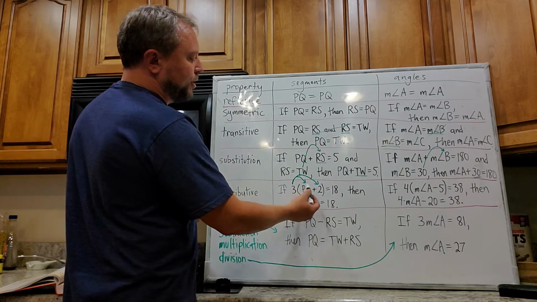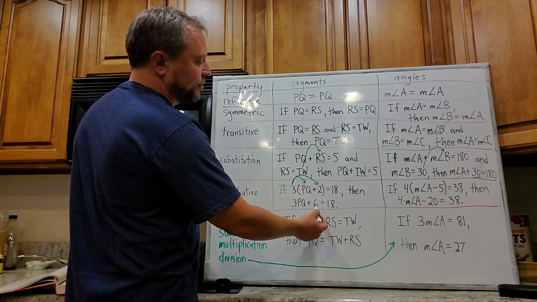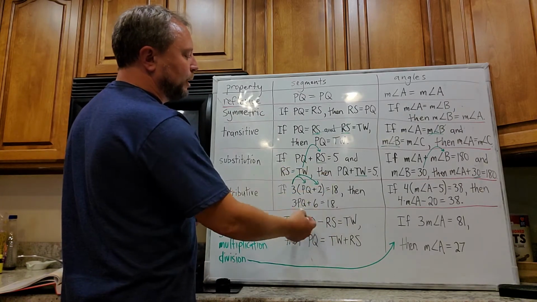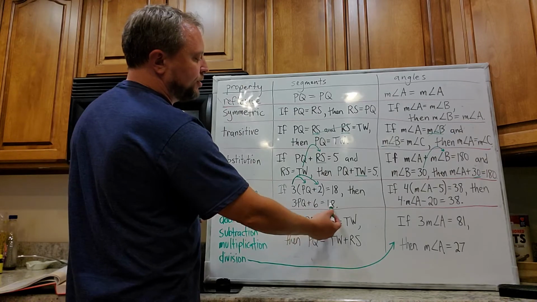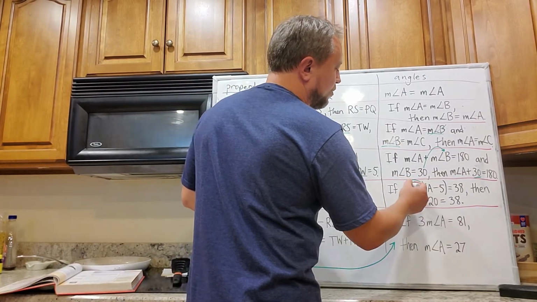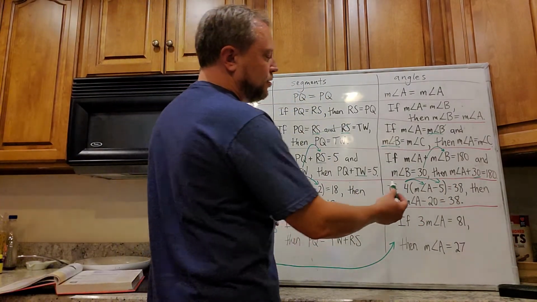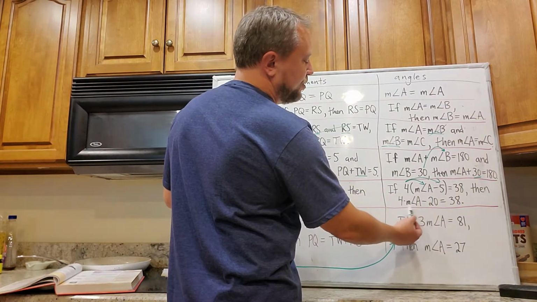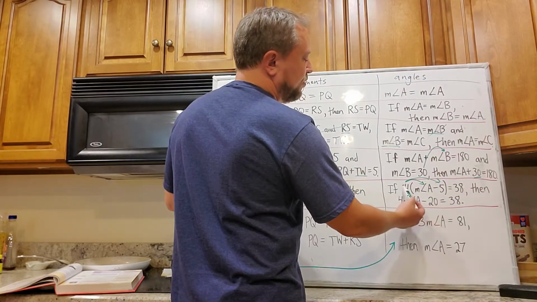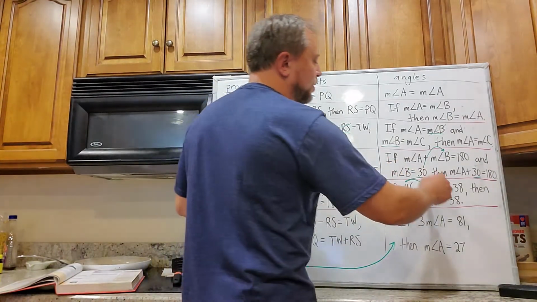So 3 times PQ will give you 3PQ. 3 times the 2 is the 6. So there's our distribution. After we're done using that property, we end up with 3PQ plus 6 equals 18. Same thing over here. We take the 4 and distribute it times each term in the parentheses there. So 4 times the measure of angle A is just 4 times the measure of angle A, minus 4 times 5, which would be 20, equals 38. So I've distributed the 4.